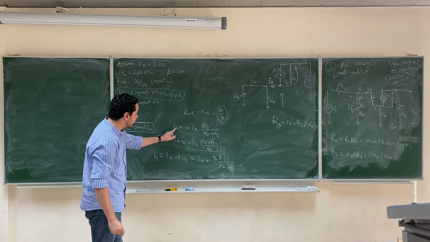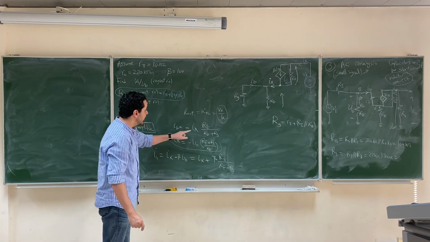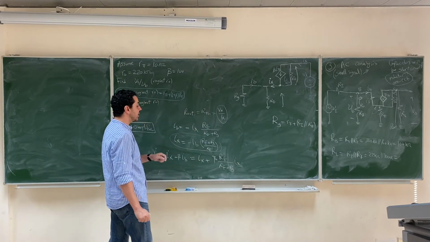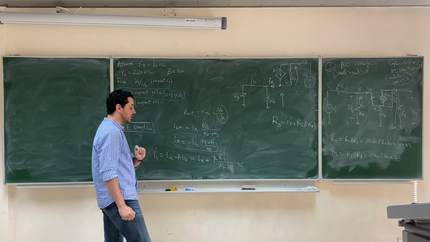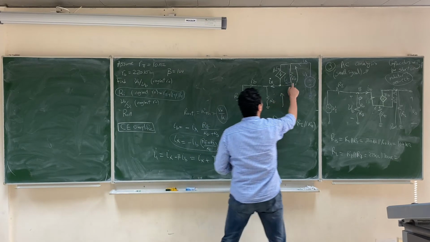So again, I1 equals Ix minus beta Ib. We replace Ib from this expression, which is negative Ix, so it will be plus Ix multiplied by Re over Re plus Rg, and there is a beta here. Okay, so now we obtain I1 in this resistor in terms of Ix.